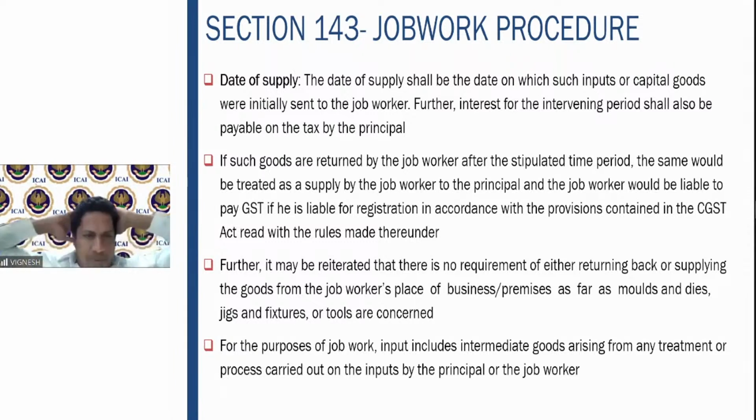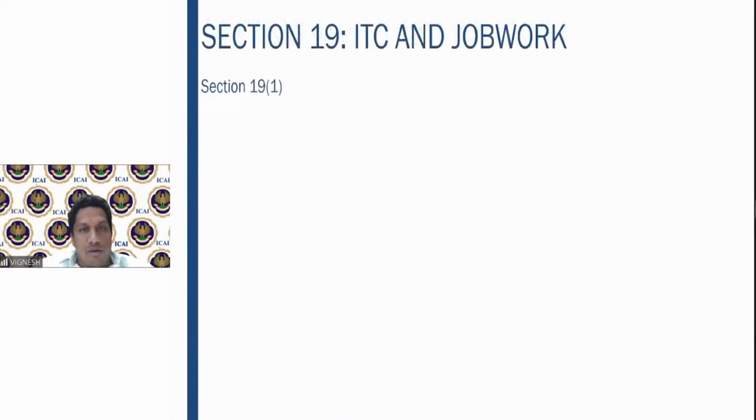Further, it may be reiterated, there is no requirement of either returning back or supplying the goods as far as molds and dies, jigs and fixtures are concerned. So apart from the main product, certain small products like molds, jigs, accessories, etc., also get sent to the job worker. It is very clearly clarified. There is no requirement of returning that or supplying the goods from the job worker's place of business for the molds and dies. Right? So for the purpose of job work, again, inputs include intermediate goods arising from any treatment or process carried out on the inputs by the principal or the job worker. Fine. I hope that is clear.